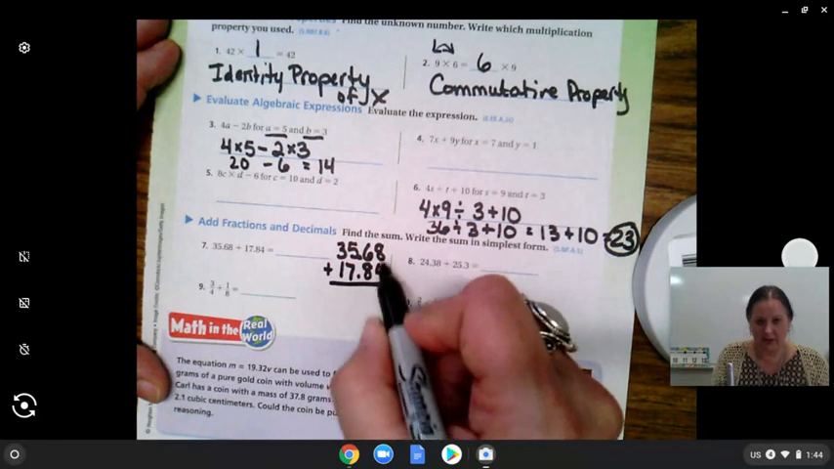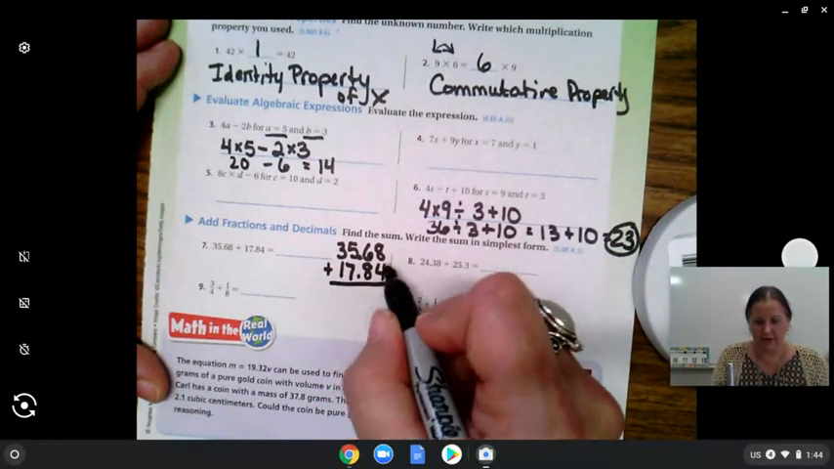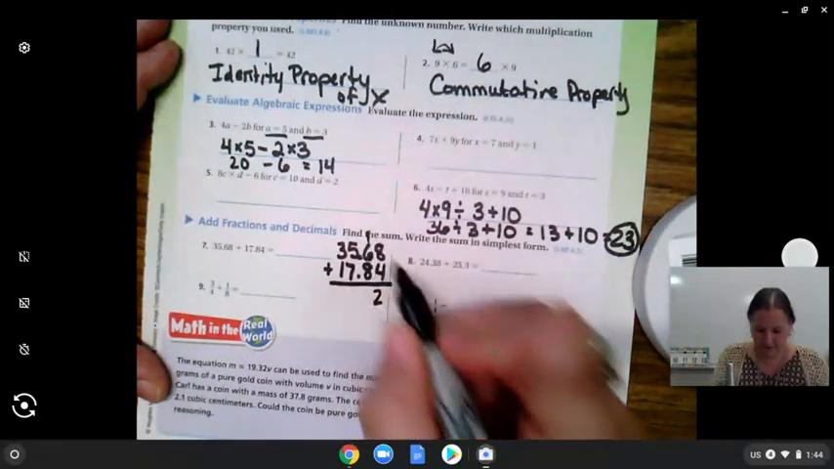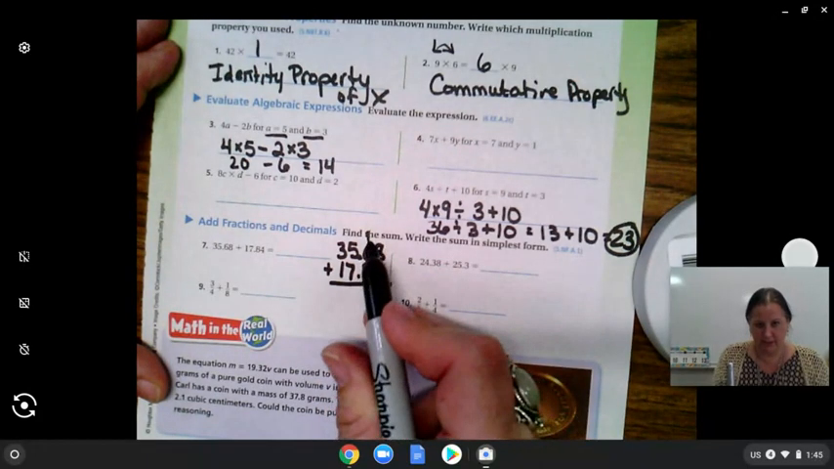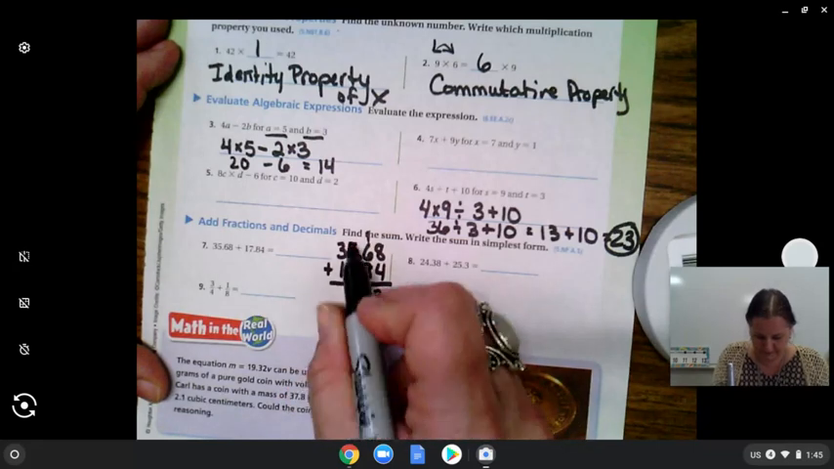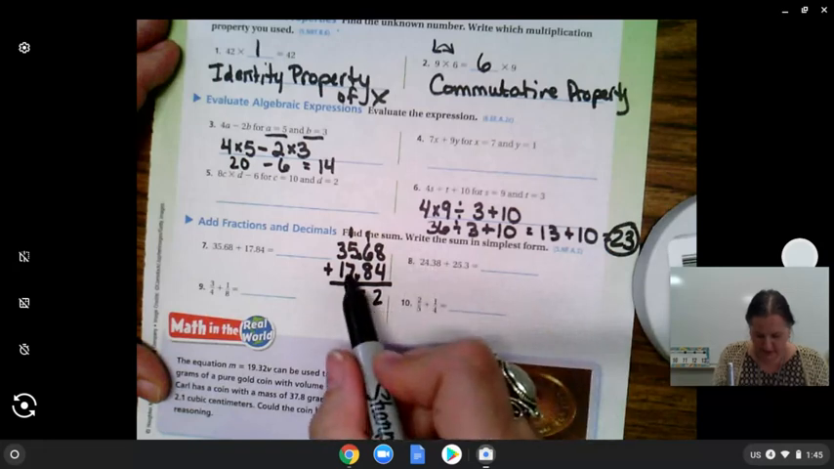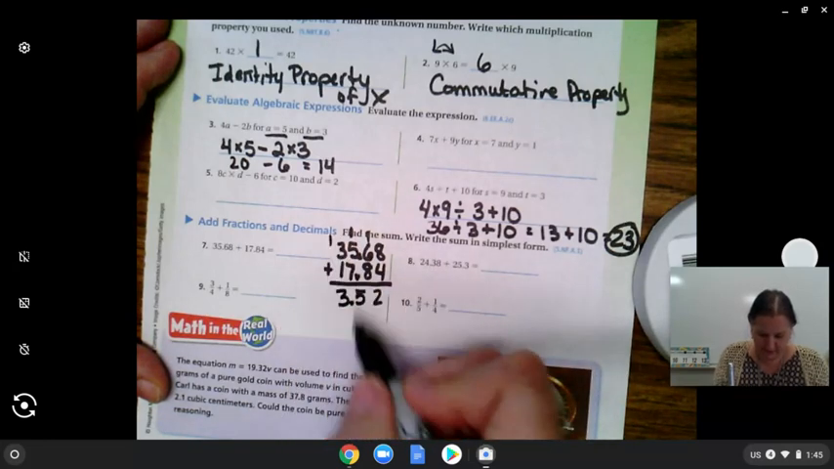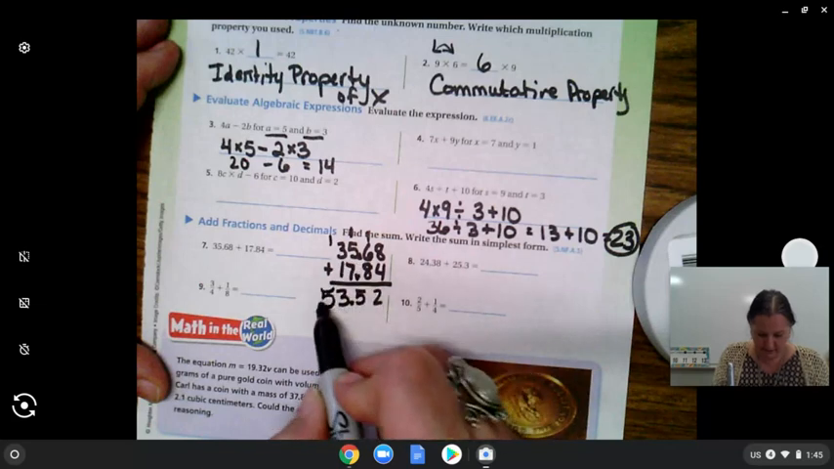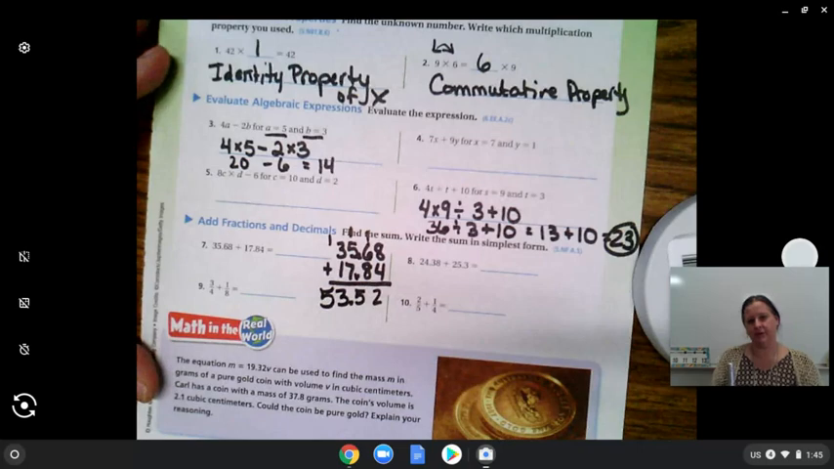So I always start here at the smallest digit, and remember we keep carrying over. So here I have 12. 8 plus 6 is 14, plus one more is 15. I'm going to put that decimal down because I button up my decimals. 7 plus 5 is 12, plus one more is 13. Carry my 1, and then 3 plus 1 is 5, so 53 and 52 hundredths.